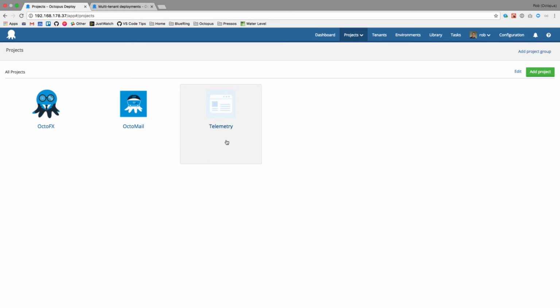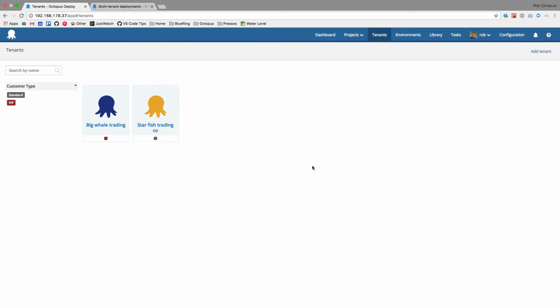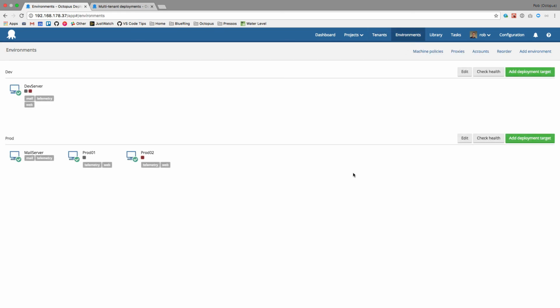I also have Telemetry. And the idea of this project is simply to be able to deploy a monitoring agent, like one for Datadog or New Relic, to all of my servers. Now, if we jump over to the tenants page, you can see I have two tenants. And you can also see I have two tenant tags. I have one that's a VIP customer, and I have another that's just a standard customer. If we jump over to our environments, I just have a dev and prod environment.